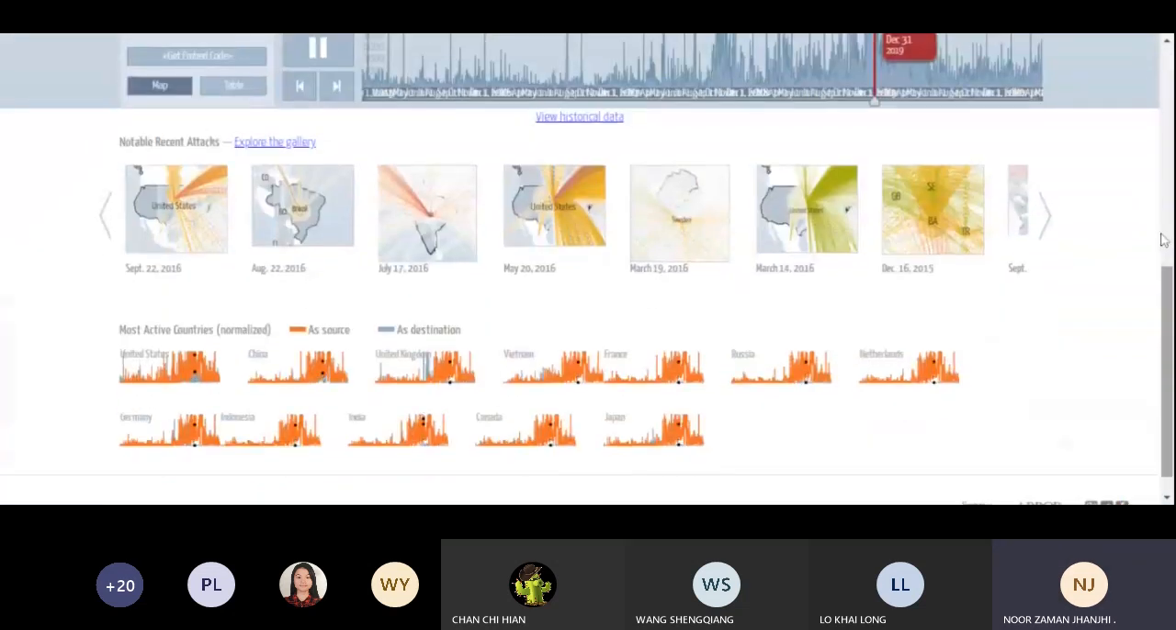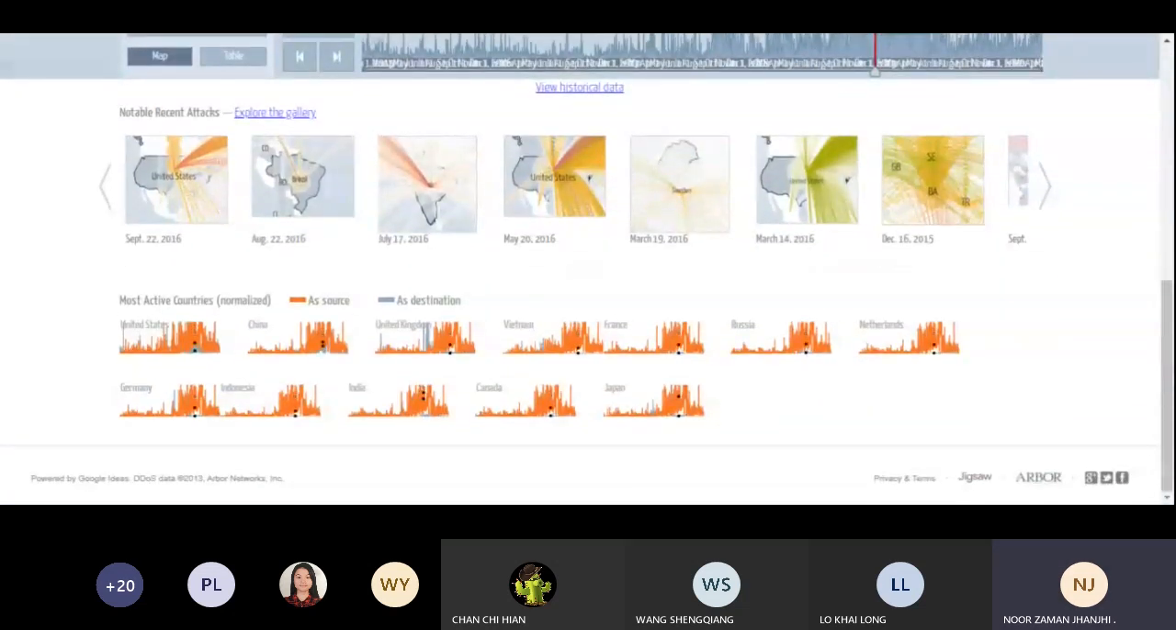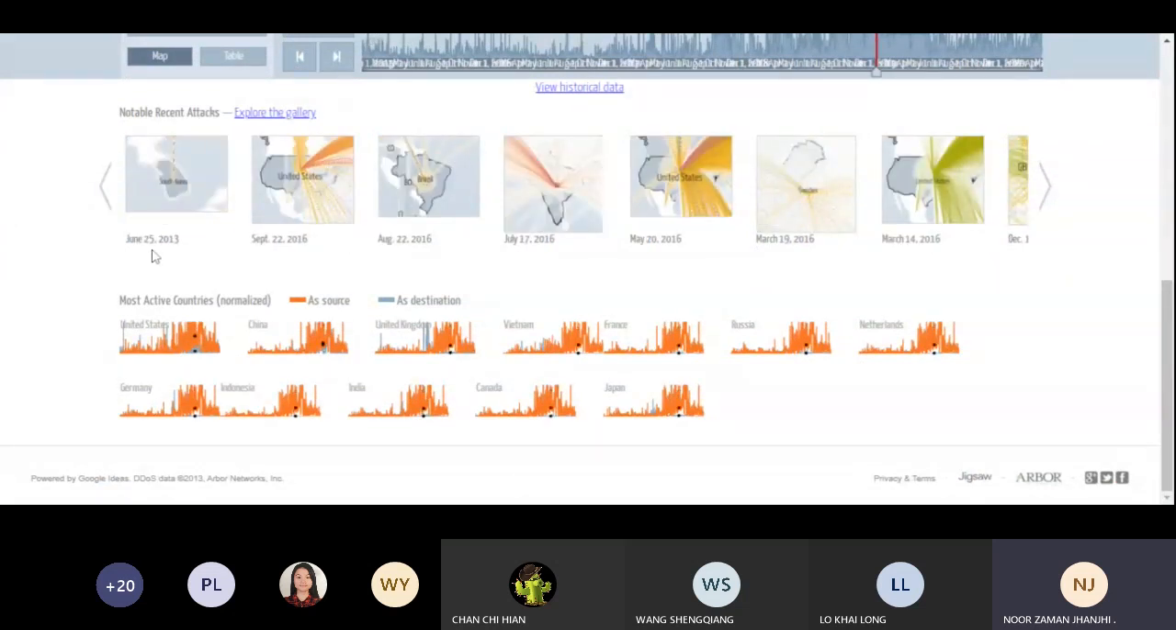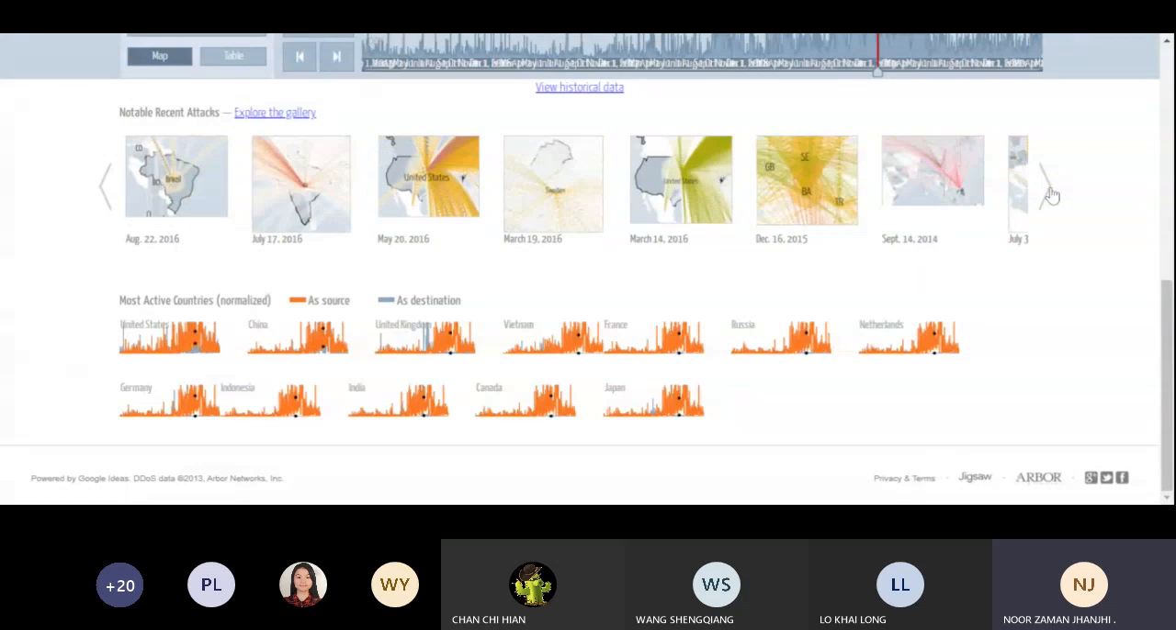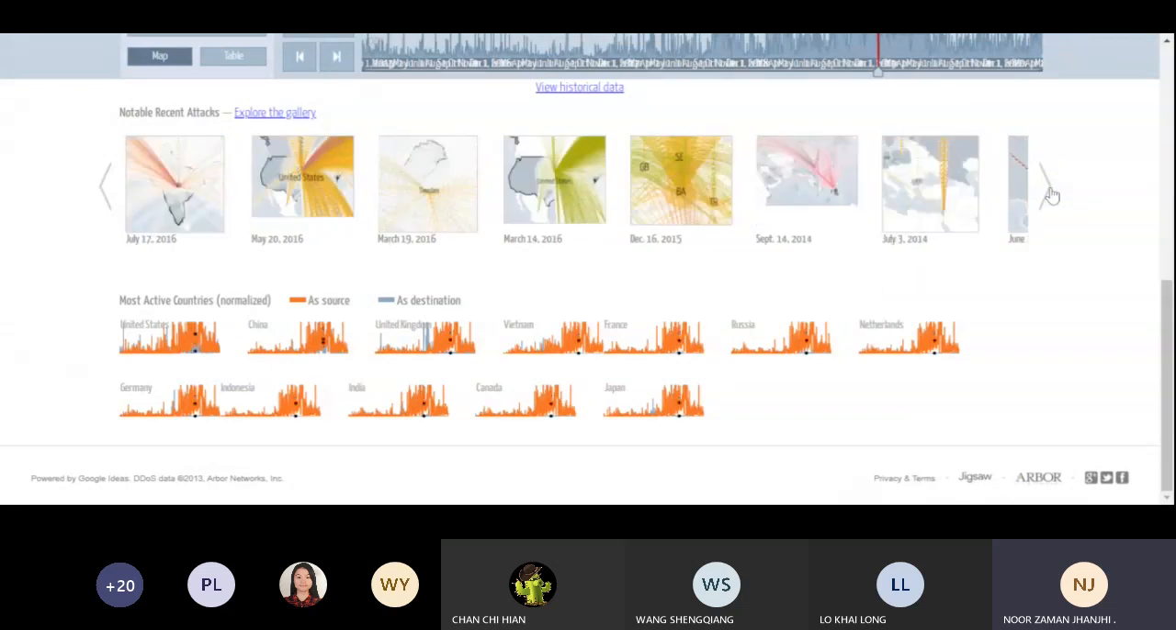And you can also see the other details for any resources and attacks from this point. So you can find out the details for the previous ones. You can see 2016 and so on. For any particular date, you can find out how severe it was at that time.